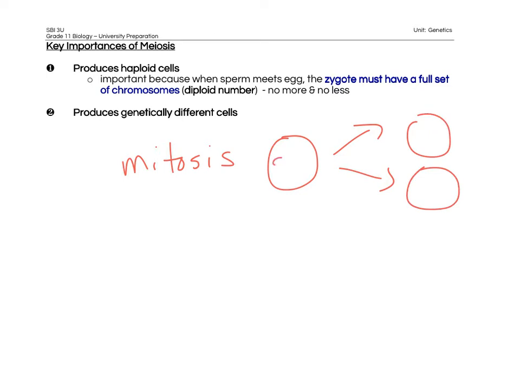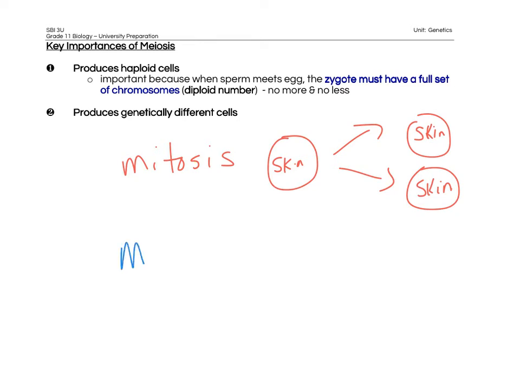So in other words, if this is a skin cell that needs to reproduce, you're going to end up with two genetically identical skin cells resulting. Now, this is in ideal circumstances. Of course, there are factors that can affect that, but the intention of mitosis is to produce genetically identical cells.